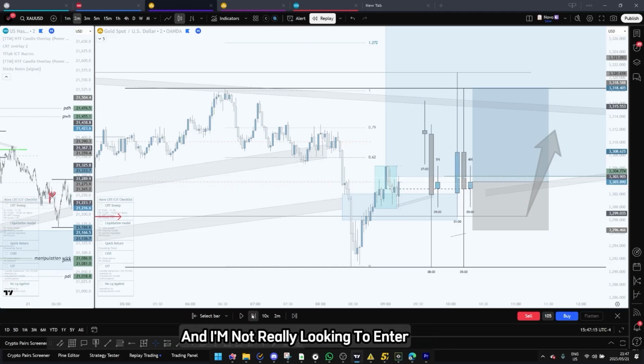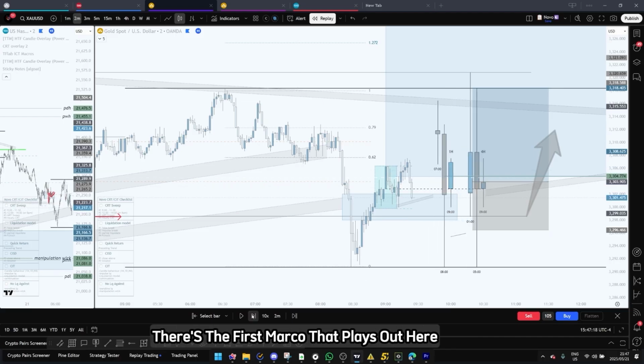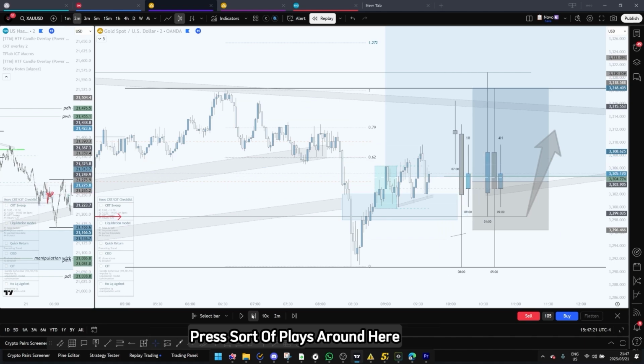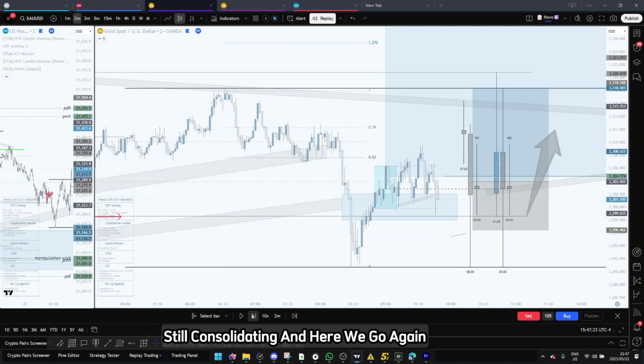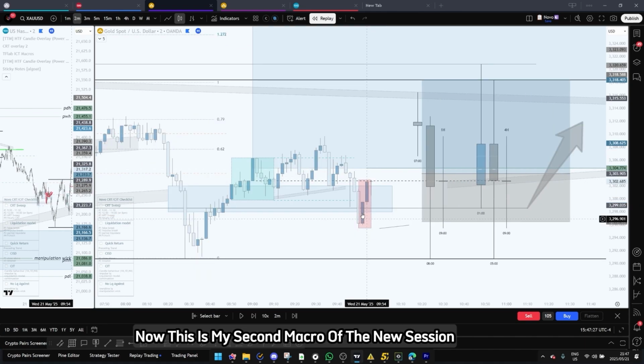And I'm not really looking to enter unless I'm in my macro session. There's the first macro that plays out here. Price sort of plays around here, still consolidating. And here we go, okay. Now this is my second macro of the New York session.